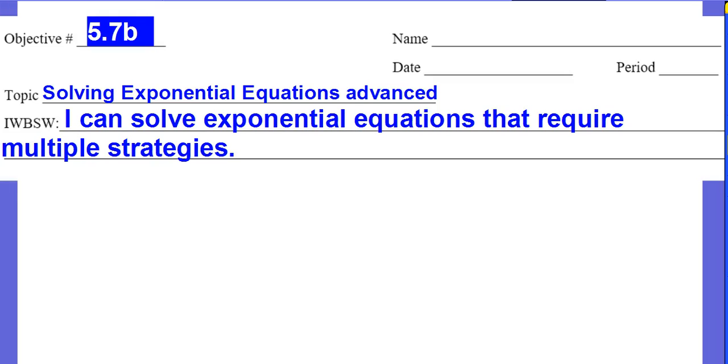Okay, so we're picking up on objective 5.7. This is going to be part B, solving exponential equations that are at a more advanced level. And you'll be successful when you can solve exponential equations that require multiple strategies or multiple types of properties to get to the answer. Okay, so let's start with example 1, which has 2 problems for us to review.